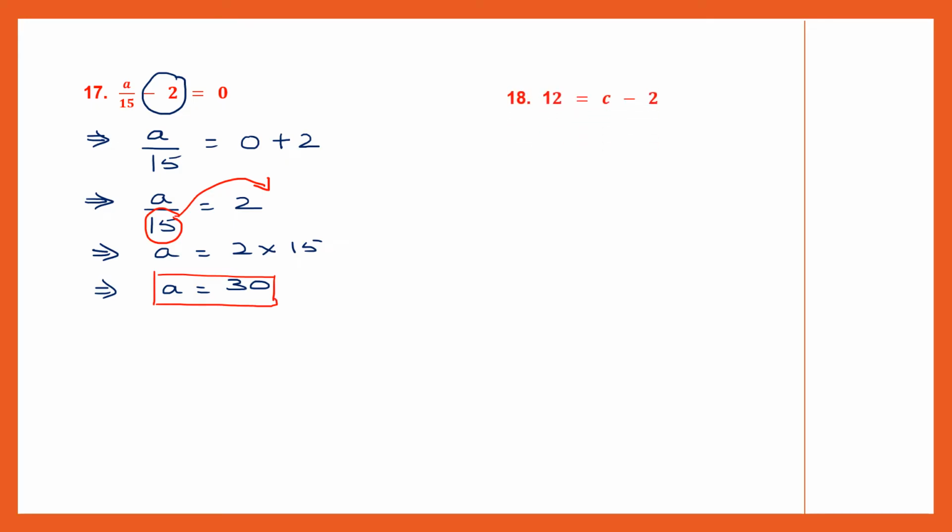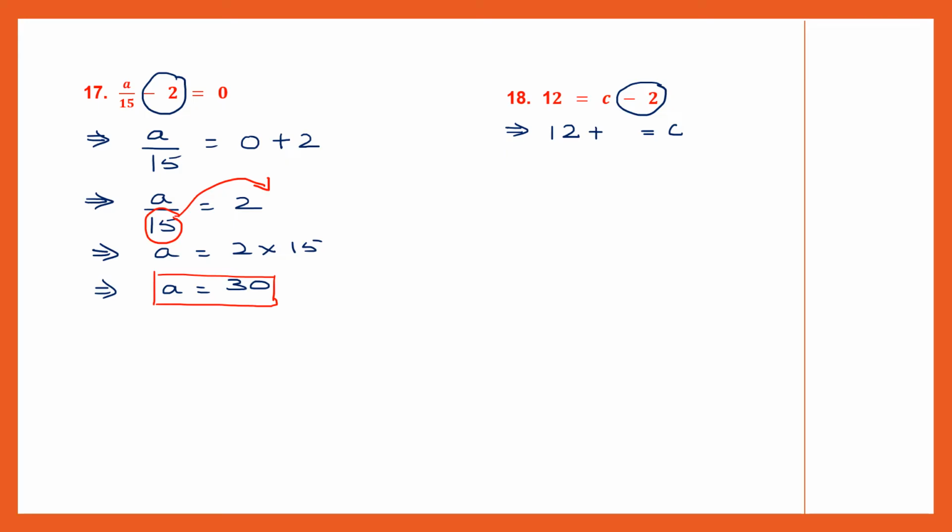Question 18. 12 is equal to C minus 2. So since C is positive, we will leave it on the right hand side itself and we will solve it. So on the left hand side, we have 12. On the right hand side, we have C. Let's transpose minus 2 to the right hand side.